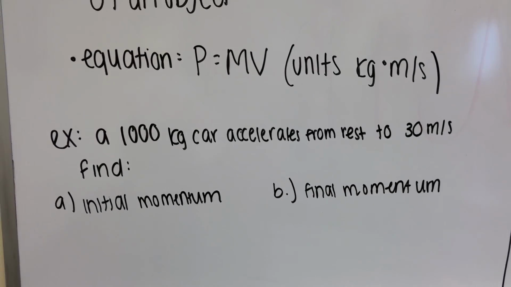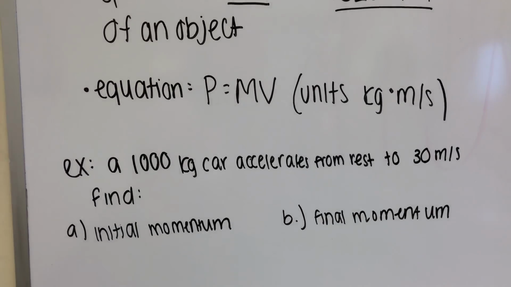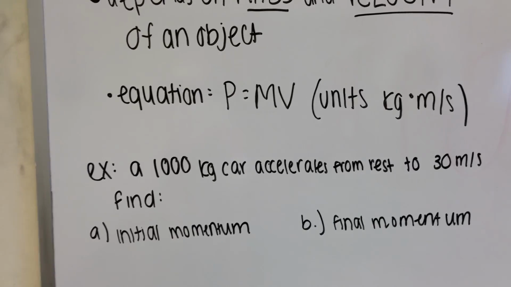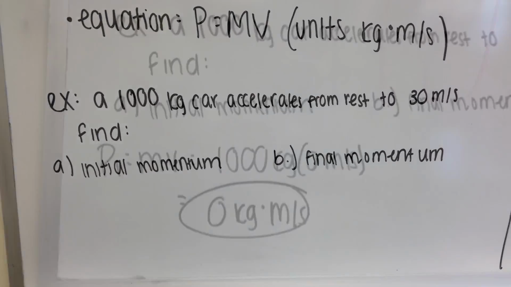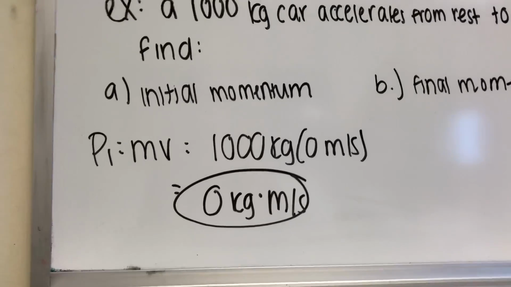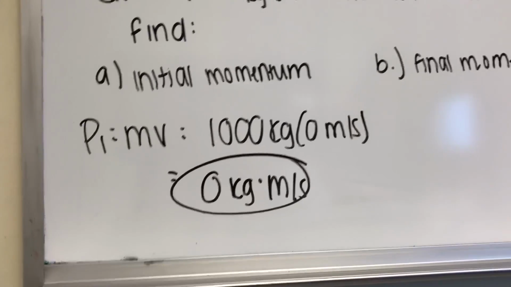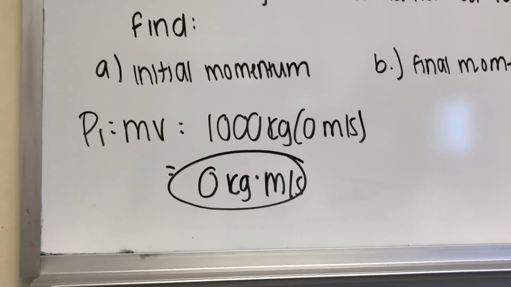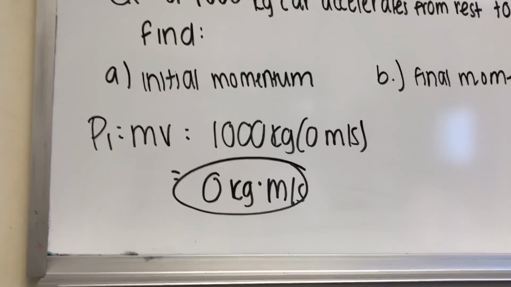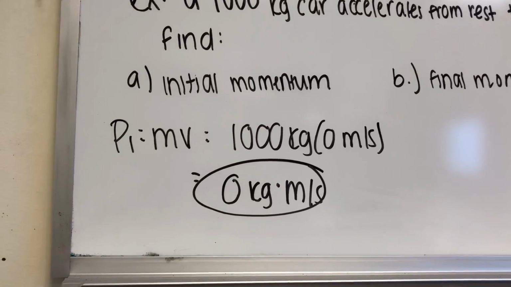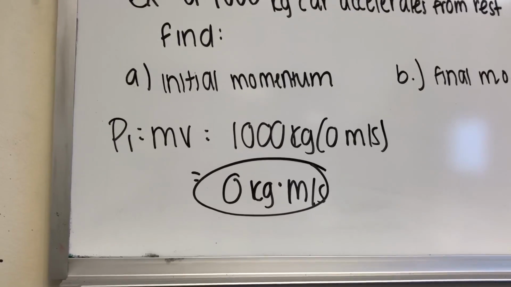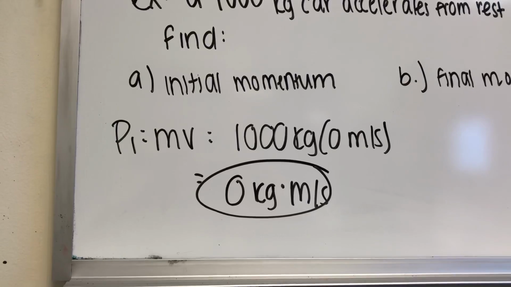For example, a 1,000-kilogram car accelerates from rest to 30 meters per second. Find A, the initial momentum, and B, the final momentum. For initial momentum, the equation is p1 equals mv. We know the mass is 1,000 kilograms, and since it's starting from rest, the velocity is 0 meters per second. Multiplying 1,000 times 0, you get an initial momentum of 0 kilogram meters per second.